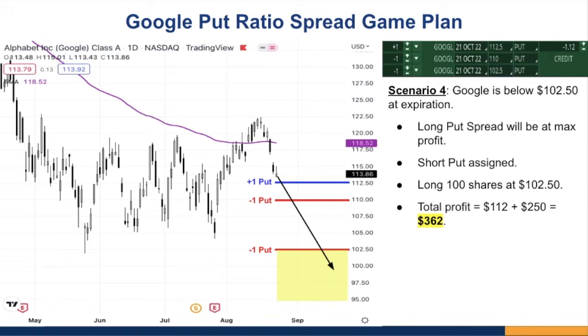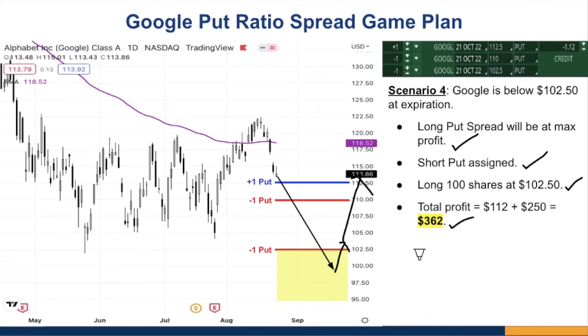Now scenario number 4 is, what if the market goes below your short put strike, at 102.5? So in this case, you're going to have the max profit again on your long put spread. This time your short put is going to be assigned, as we have already planned for. That means we're going to get long 100 shares at 102.5, and we're going to have a total profit of $362 as well. Now you're going to be long 100 shares at $102.50. At this point, once you're long, you can wait for the market to go back up first before you sell a covered call, or you could just hold it until the market goes further up, then you decide to sell a covered call or get out of your position.